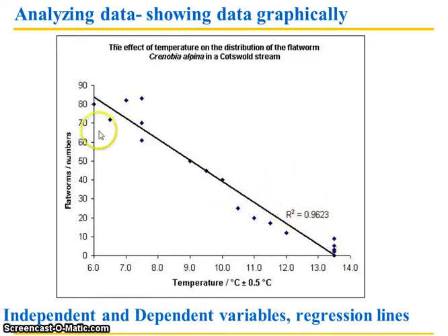So if there was 0 correlation, those points would be all over the board. That line wouldn't really make sense. So we have a high R value. That means those two factors, temperature and the number of flatworms present, are very well correlated.